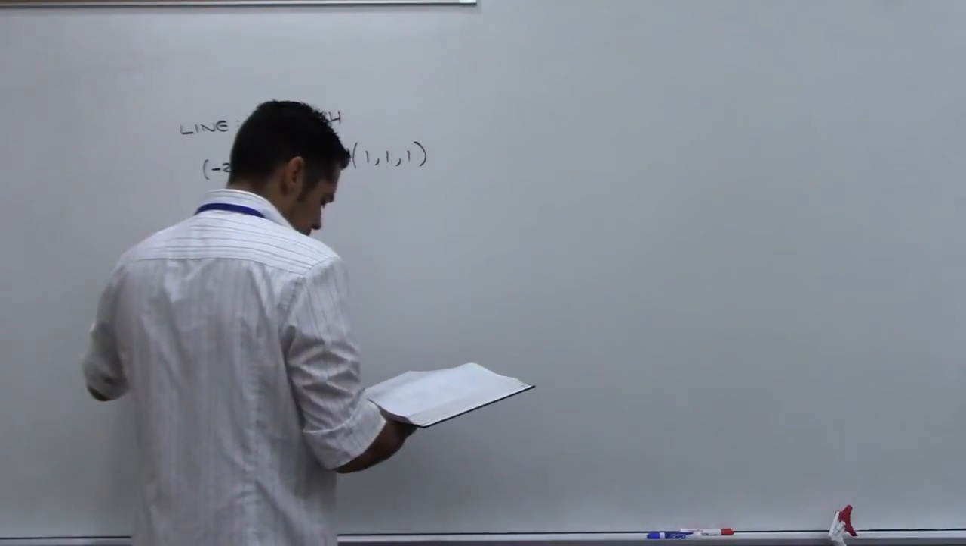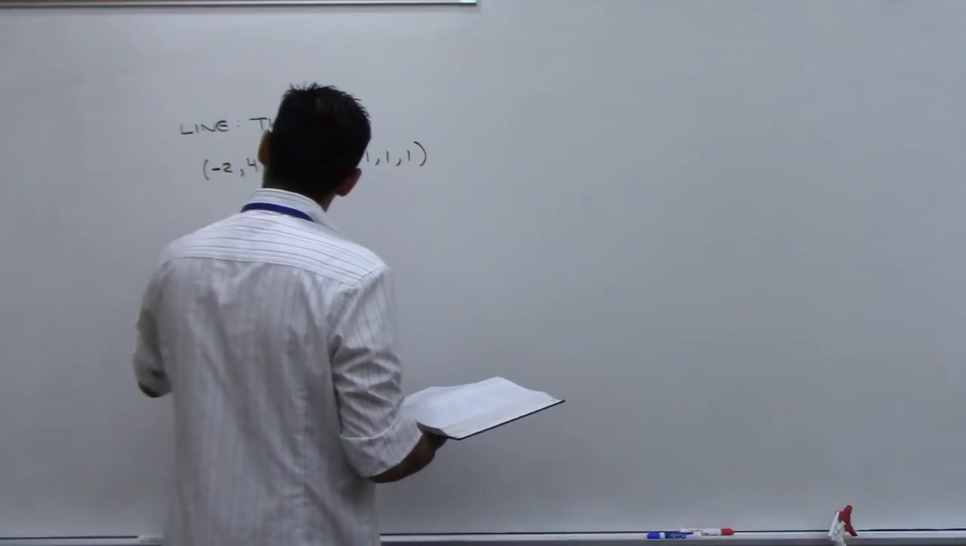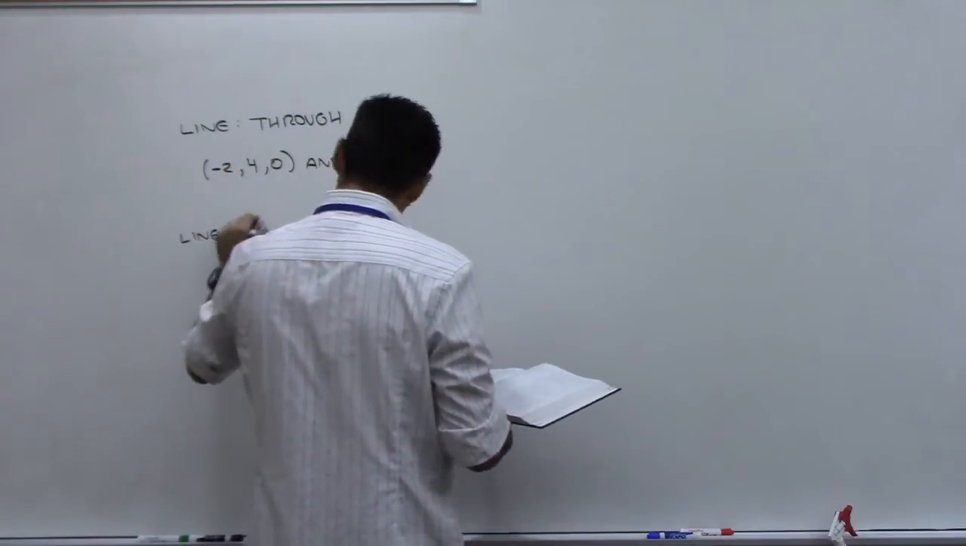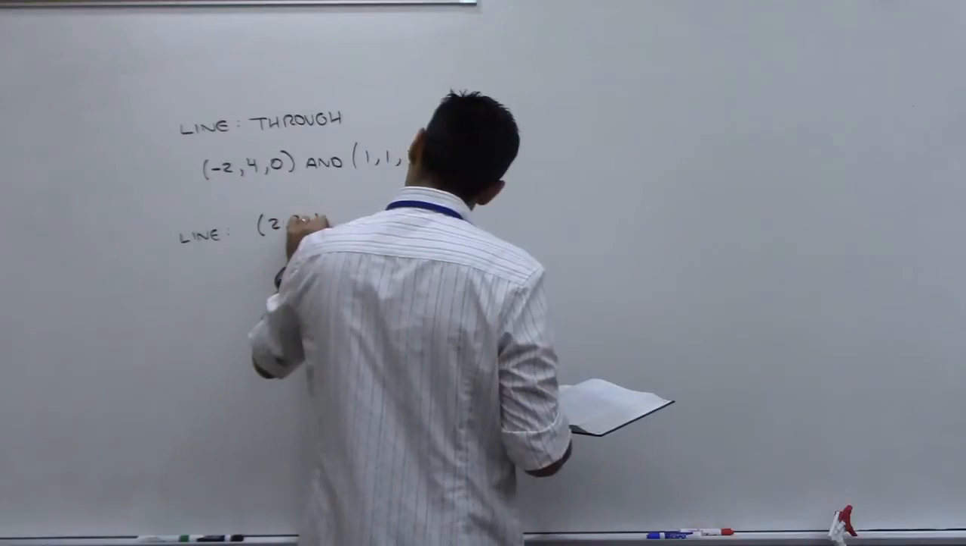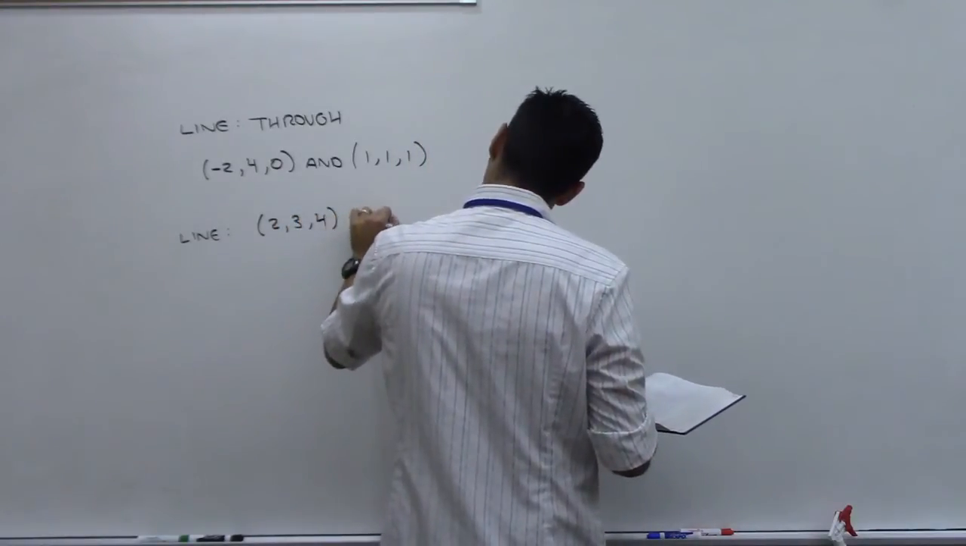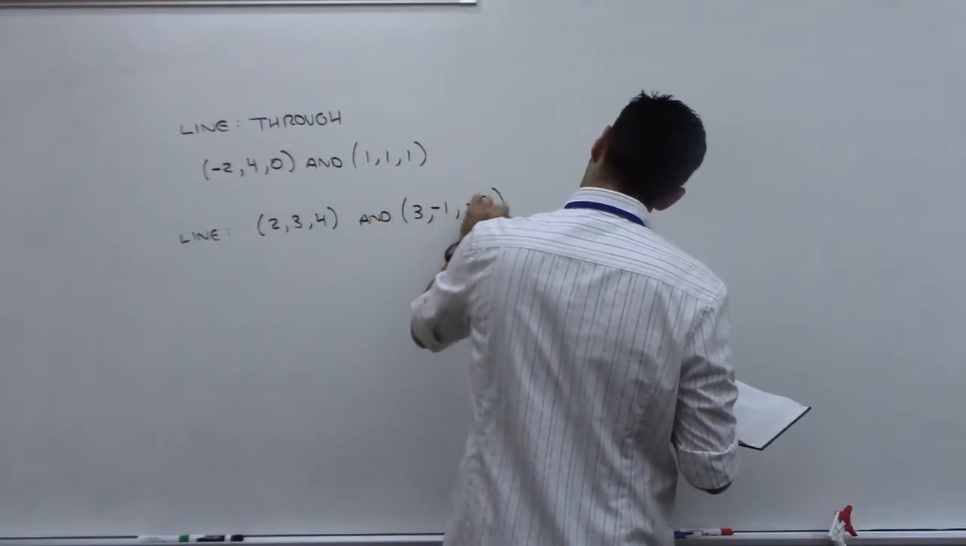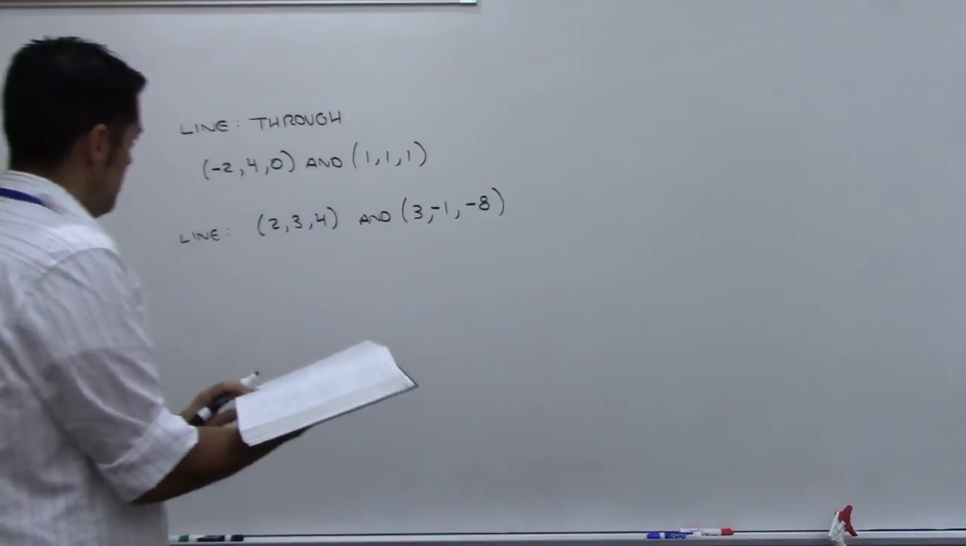And then we have another line, and it goes through the points 2, 3, 4, and 3, -1, -8. Let me just make sure I copy that down right.